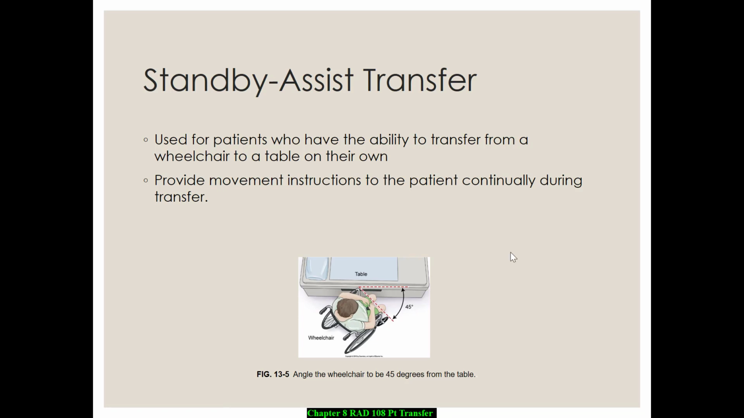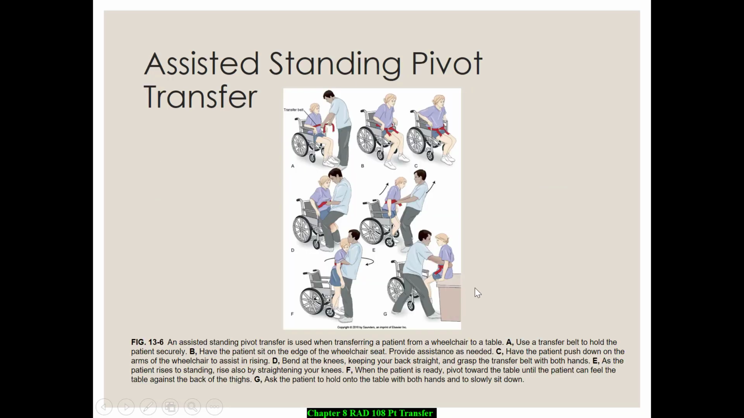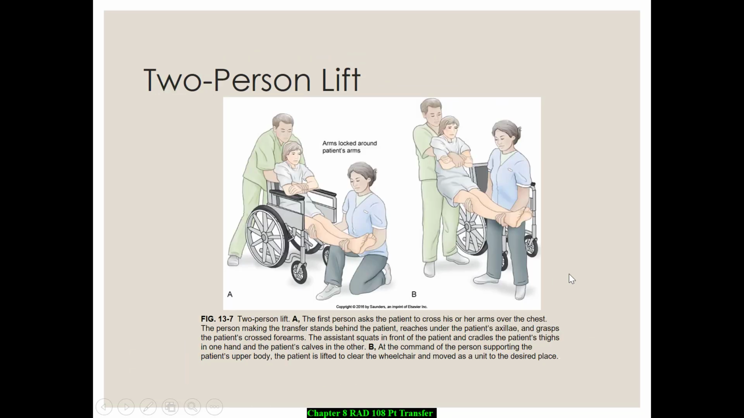So this is a standby assist. You'll see that they're at a 45-degree angle. They took those wheelchair footrests off, and they did apply a brake to the chair, and then they're going to transfer them onto the table from a 45-degree angle. And here's an example of where they're using that gait belt to help assist and transfer them. Notice their feet, how widespread they are, and then they're pivoting when they're turning, and I have a good video that shows you how to do that.